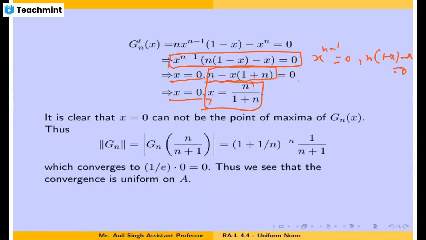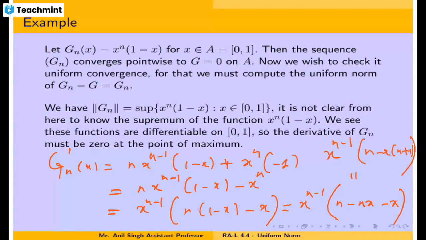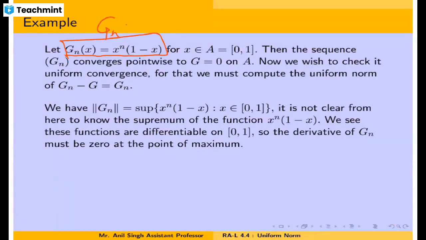ठीक है, तो you have these two possible values where g can attain its maximum. But let us check which one is the value where g is attaining its maximum. What is the value of g at 0? You see, gn at 0 is 0, and we know that there are points where gn has positive values also. For example, you look at gn at 1 by 2, it will be 1 by 2 to power n into 1 by 2, and this is a positive number. So hence 0 cannot be a maximum value for this function.